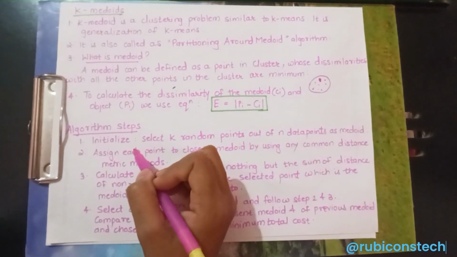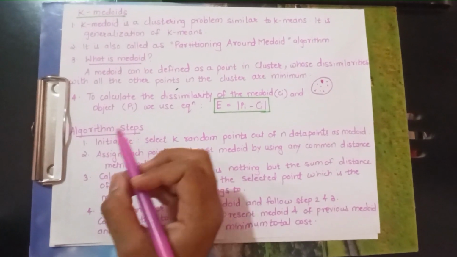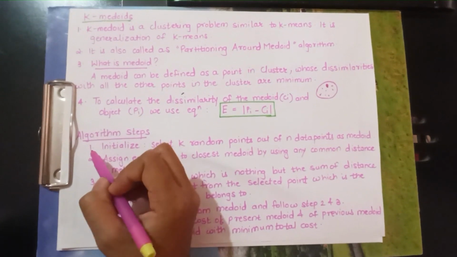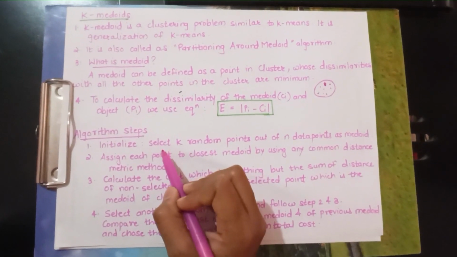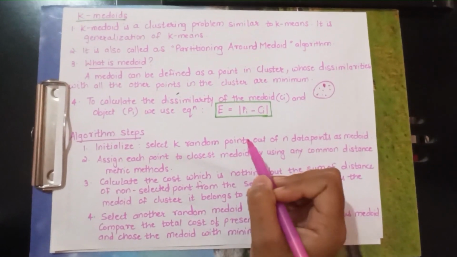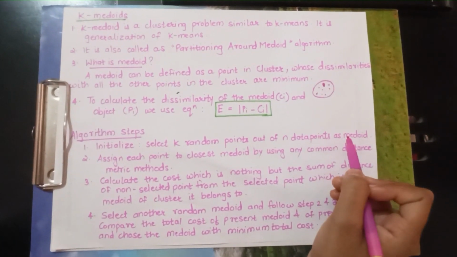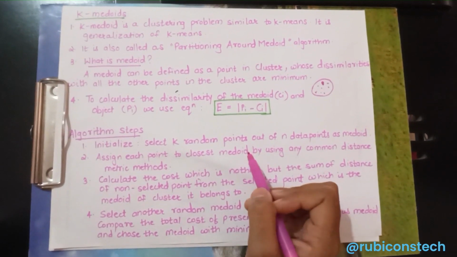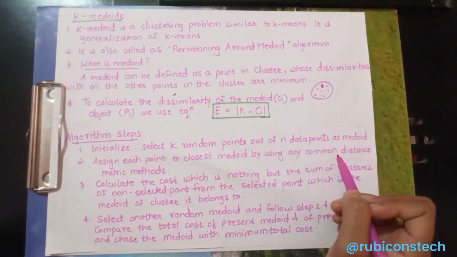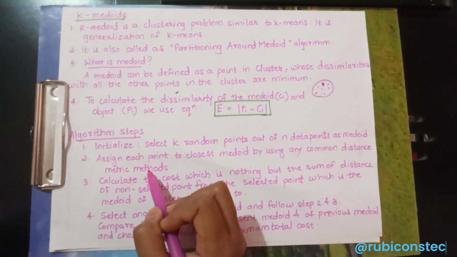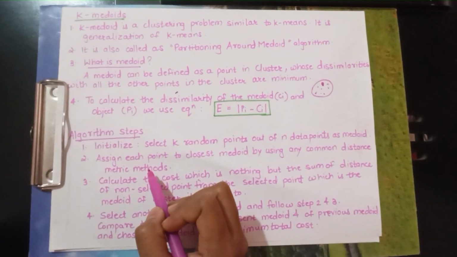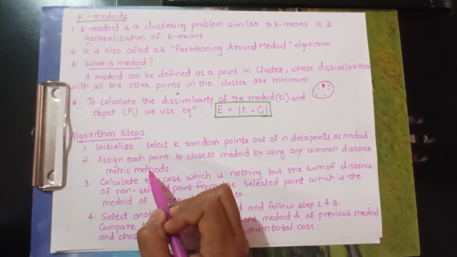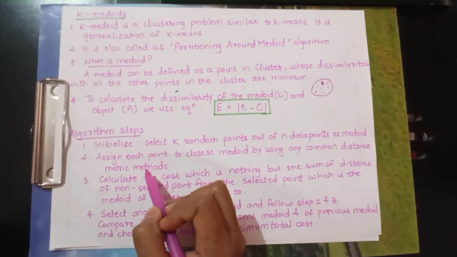Now we will understand the algorithm steps. What are the steps involved in solving the K-medoid problems? The first one is initialization. First we will select k random points out of n data points as our medoids. Second step, assign each point to the closest medoid by using any common distance metric method, like Euclidean distance or any other.